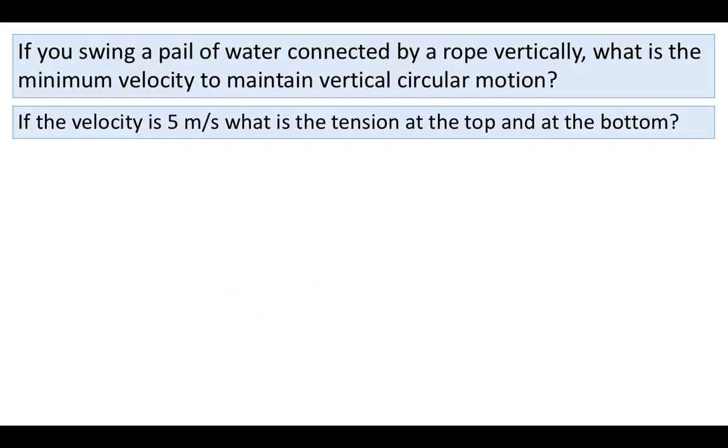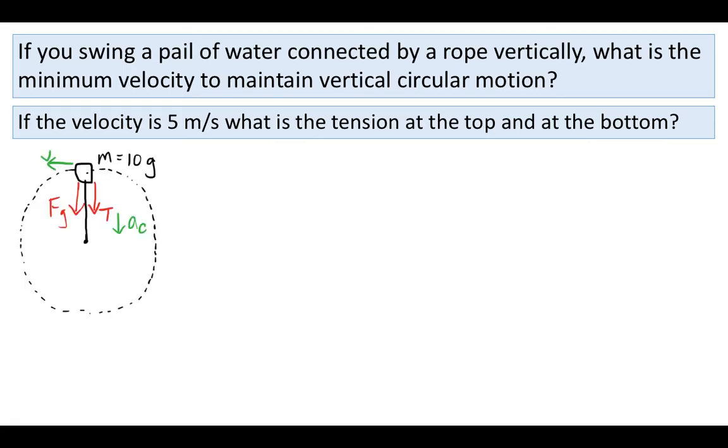Okay, here's the second part. If the velocity is actually 5.0 meters per second, what is the tension at the top and at the bottom of its circular path? Well, let's look at the top first. The forces don't change since last time. This time we actually have a tension since we're not finding the minimum.